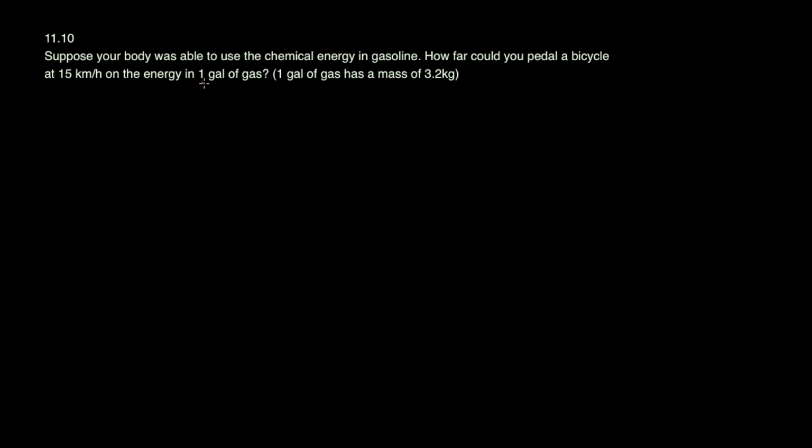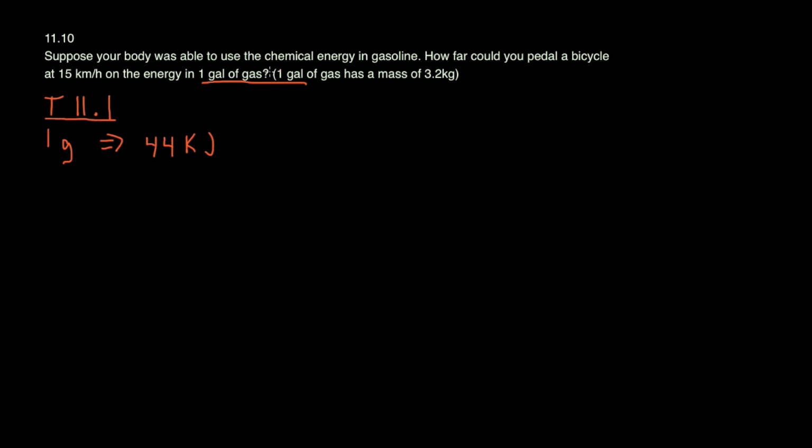Okay, so there's a couple questions that we need to ask before we even start this problem. Is how much energy is in 1 gallon of gasoline? And so this is actually in table 11.1. So T 11.1. And it says that 1 gram of gas contains 44 kilojoules. 44 kilojoules.